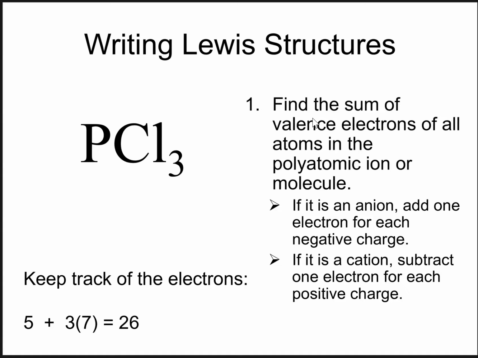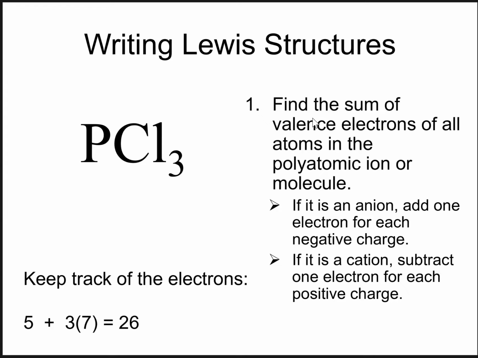In this case, with PCl3, we've got 5 valence electrons from phosphorus, and we've got 7 valence electrons for each chlorine, and then we've got 3 chlorines, meaning we've got 26 electrons total we have to deal with. Since this isn't an ion, those are the only electrons we have to worry about. If we had an anion, we would add more electrons to this total. And if we had a cation, we would subtract the charge from the total electrons.